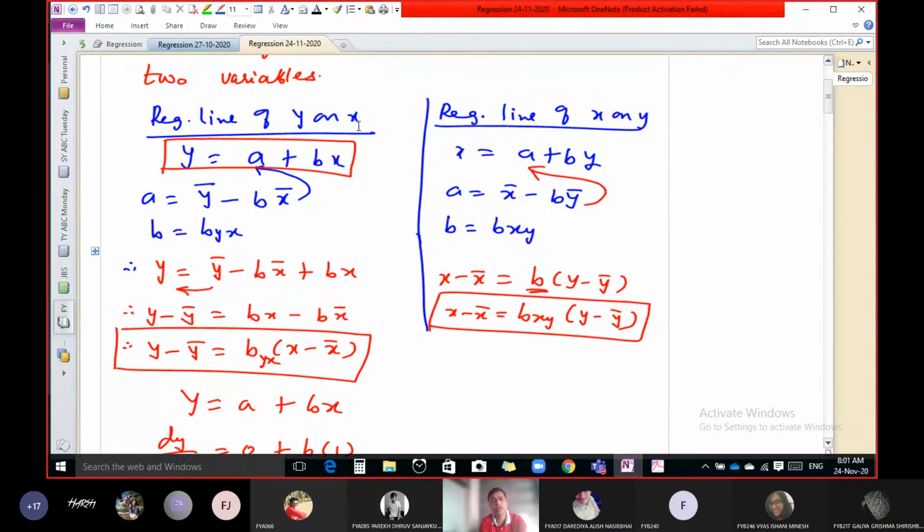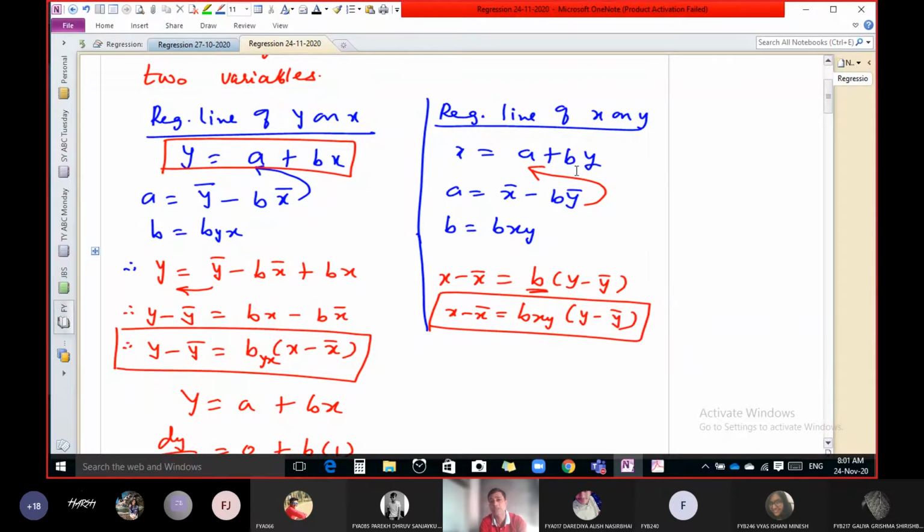One is the regression line of y on x, the other is the regression line of x on y. The y on x regression line has the standard form y equal to a plus bx, and the x on y regression line has the standard form x equal to a plus by.